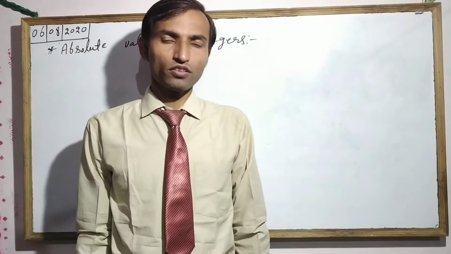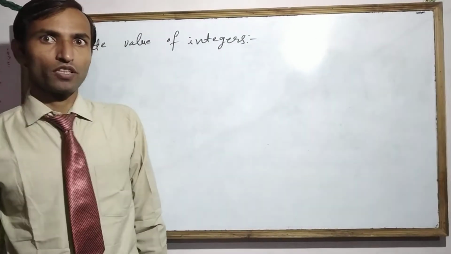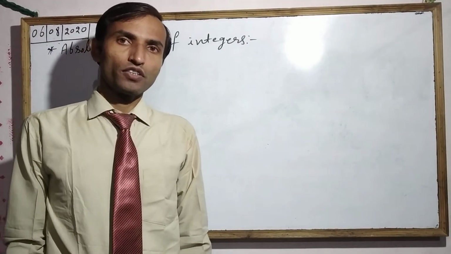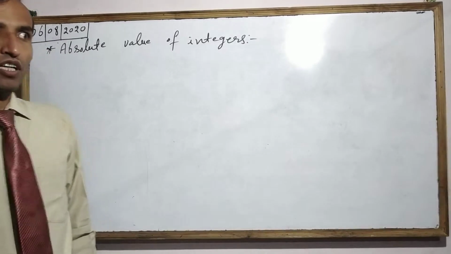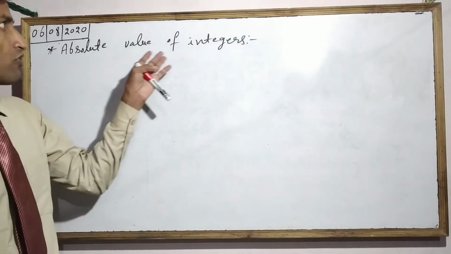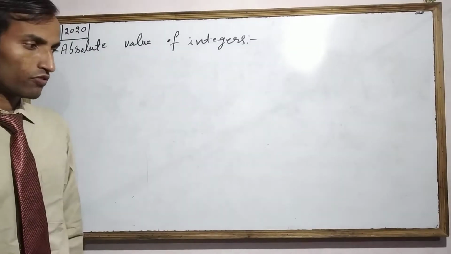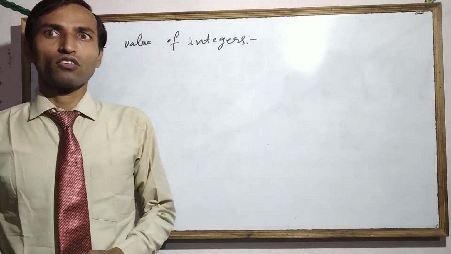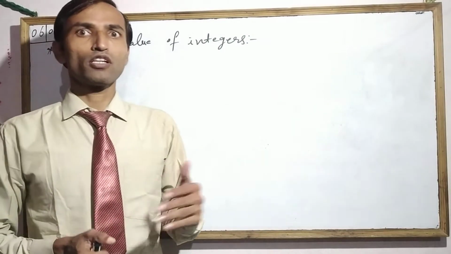Very good morning, students. Last class we have seen the definition of integer and properties of integer. Now I want to explain absolute value of integer. Absolute means without sign. We will not take the sign of the integer. We will just remove the sign.